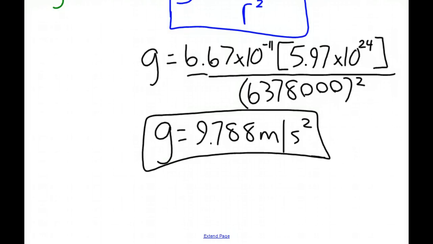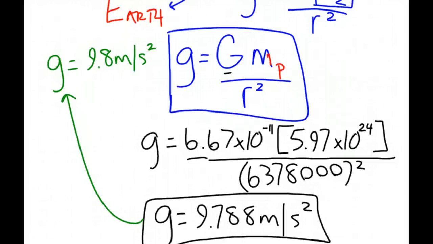And if we compare that to the acceleration of gravity that we know it to be, 9.8, that is pretty darn close. Reasons for the differences could be that this is an average radial distance, the average distance to the center of the Earth. This is also an approximate mass, right? It only goes to 3 sig figs. So that changes as we go on here.